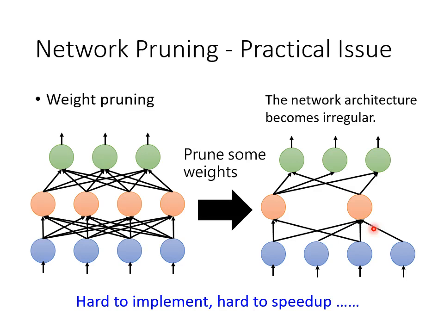Actually, in practice, you can simply assign 0 to the weights pruned when doing weight pruning. That is to say, it still exists, but the value is 0. It turns out that your implementation is easier. It's easier for you to use GPU acceleration.